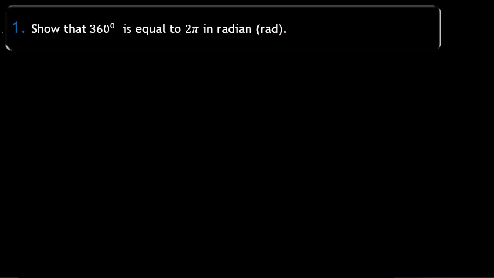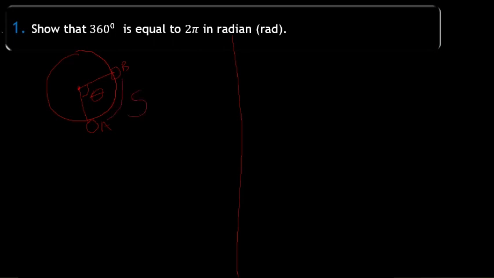Recall that 360 degrees is equal to 2 pi in radians. So this is a circular path. Here's the center. If an object at this point, A, moves from this point to this point, B, the angle swept through is theta, that's the angular displacement, and this arc, let's call it S.